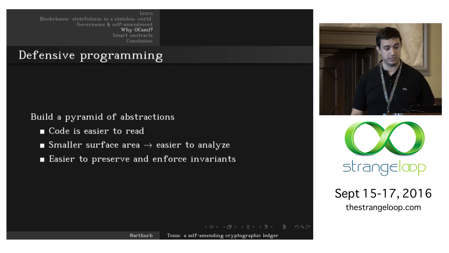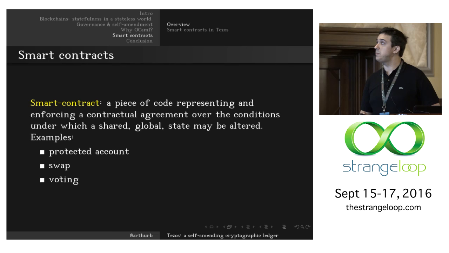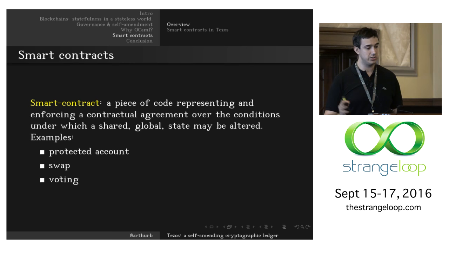Now, let me talk a little bit about smart contracts. Now, every blockchain tool needs to have these smart contracts. So what are they? Well, a smart contract is a piece of code representing and enforcing a contractual agreement over the conditions under which a shared global state may be altered.